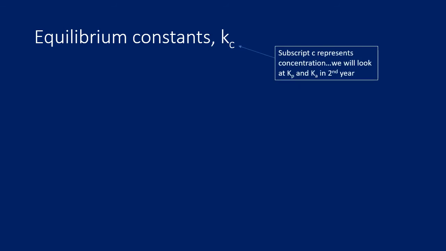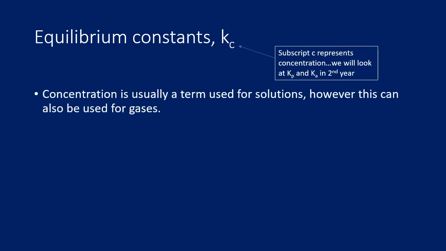So the little subscript c is telling us it's dealing with concentrations. Further on in second year, you will look at Kp and Ka, so you look at other constants. But this one focuses on Kc, which is the equilibrium constant for concentration. Now, concentration is usually a term that we'd use for solutions. However, you can work out the concentration of a gas, so it could be gas or solutions. And just a reminder that we calculate concentration by moles divided by volume, and volume would be in decimetres cubed.